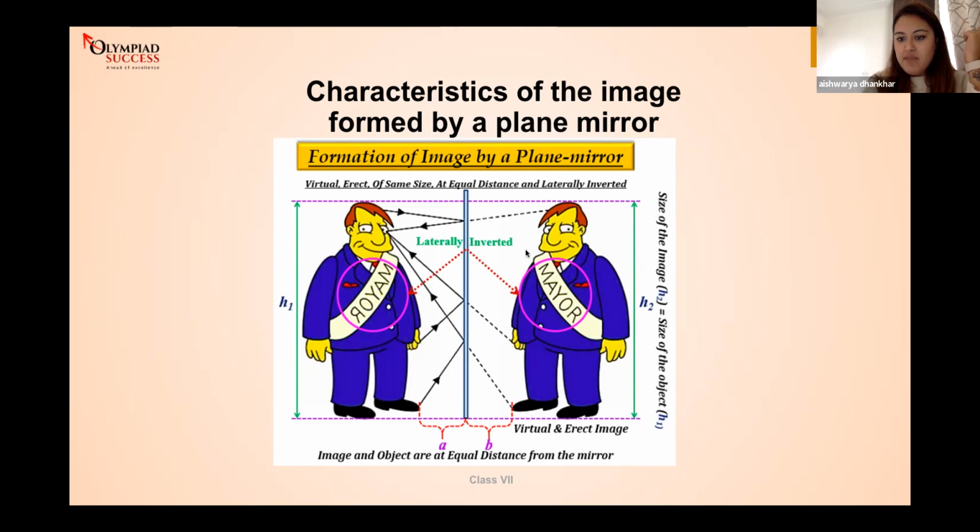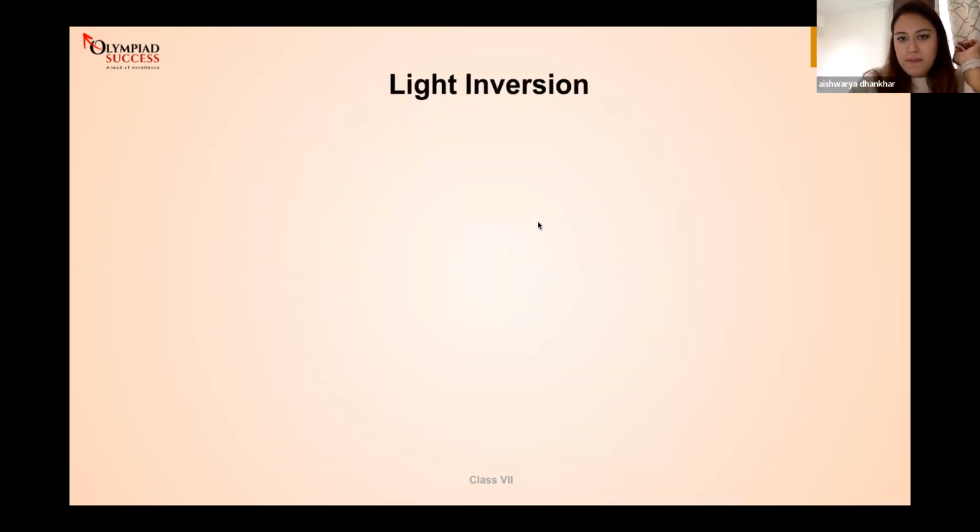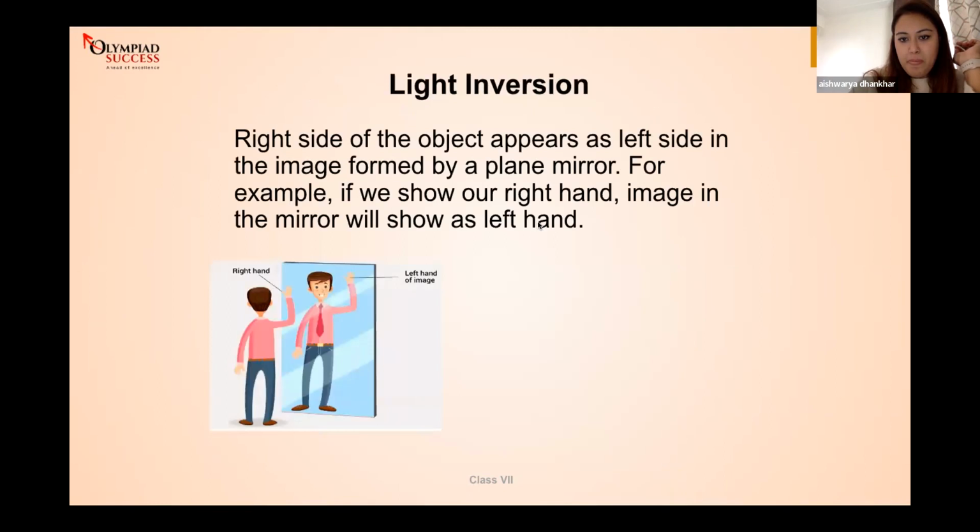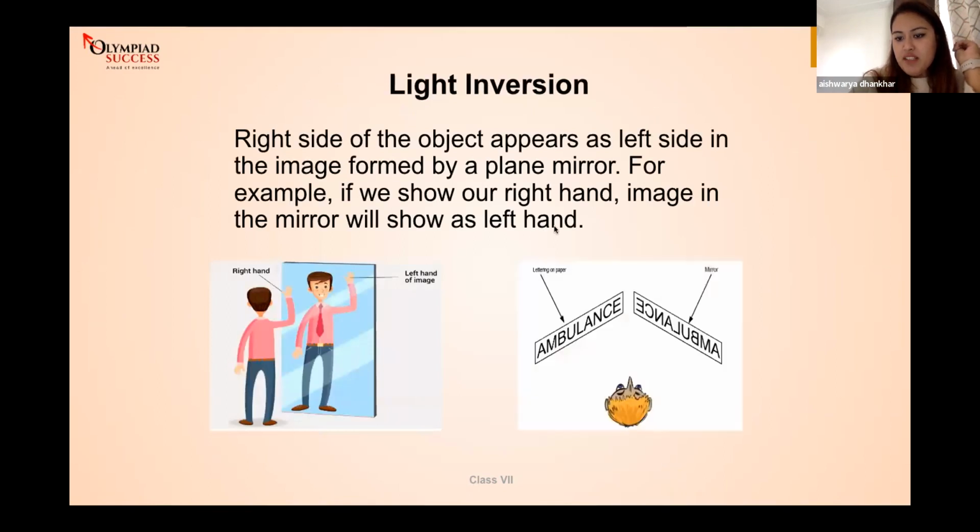So it's laterally inverted. The height is the same, H1 is equal to H2. Distance is the same, A is equal to B. And just that it is laterally inverted. So this is exactly what we mean by lateral inversion. Like I said, it is normally written like this so that in the mirror you can see it straight. This they've written on the other hand. Similarly, right hand becomes left, left becomes right.